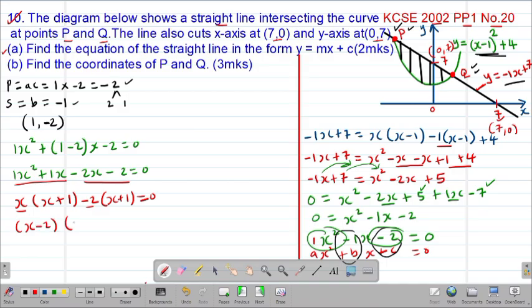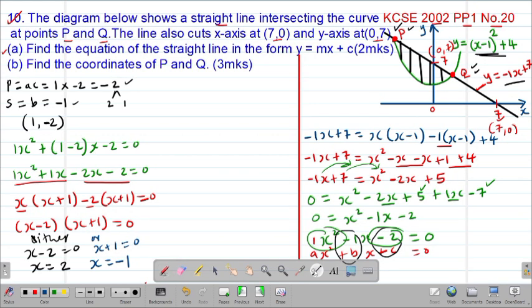Then the second bracket will be x plus 1 being equal to 0. So this one means that either x minus 2 is equal to 0, so clearly x will be equal to positive 2, or it also means that x plus 1 is equal to 0, which implies that x will be equal to negative 1. Therefore, these are the values of x at the points P and Q.